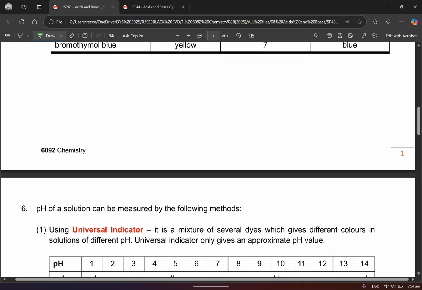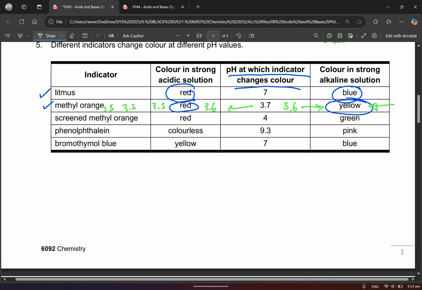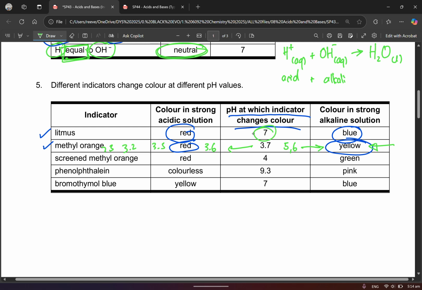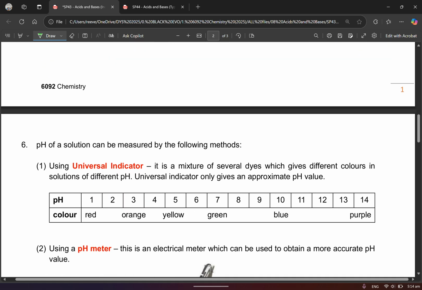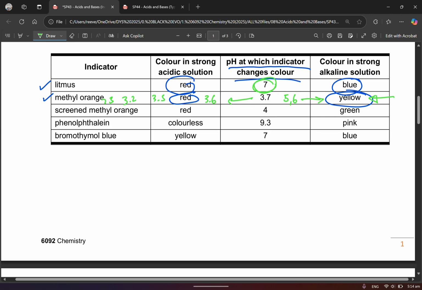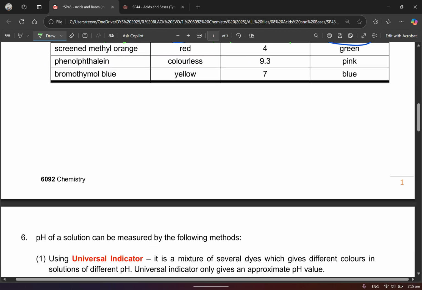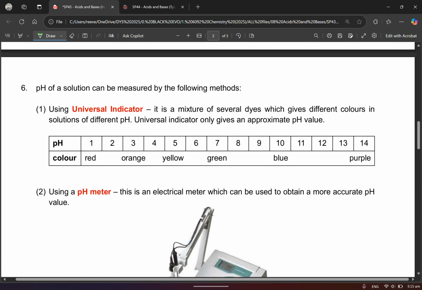Then the one that changes at pH 7 is of course your litmus paper, that one is clear cut. If it turns blue, it must be alkaline. If it turns red, it must be acid, because the number that triggers is 7. More than 7, less than 7. Okay, let's move on to the next one.